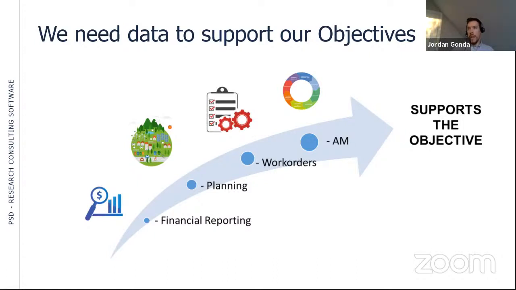At the very basic level, we have our financial reporting. So we have to be able to, every year, report our tangible capital assets. We have to know book value. We have to know how things amortize. We have financial folks that are very good at this. But this is only one level. We also have people that are interested in how can we plan?